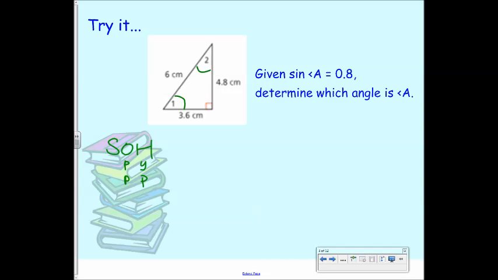So what's the sine of angle 1? 4.8 over 6. And what's the sine of angle 2? All right, so which one gave you 0.8? Angle 1. Okay, so angle 1. So this one should have been angle A. All right, so you try them both and figure out which one gives you 0.8. This one gives you 0.8 because this one gave you 0.6.